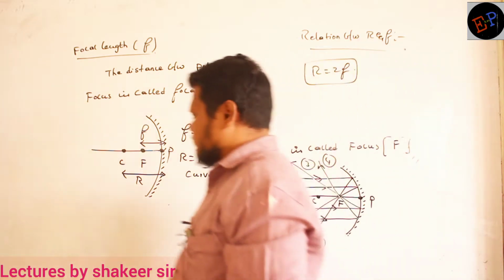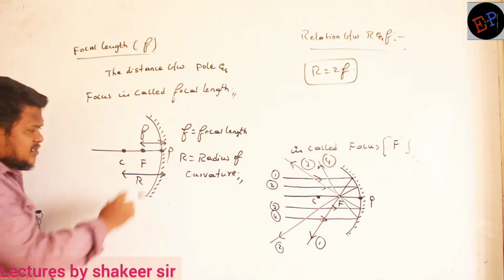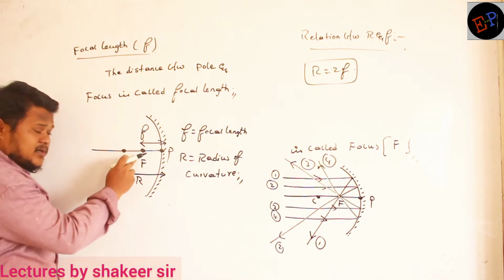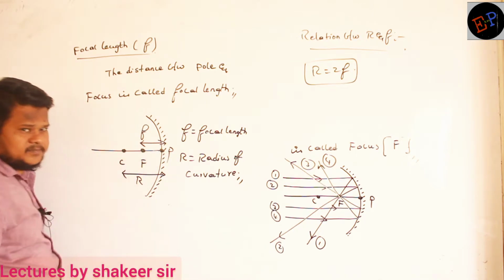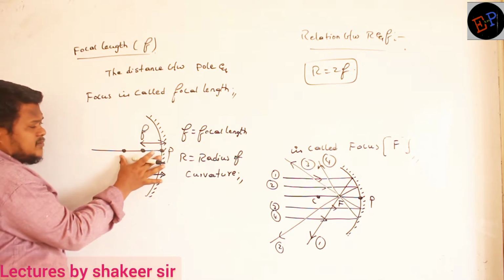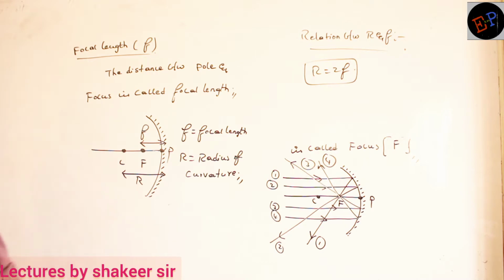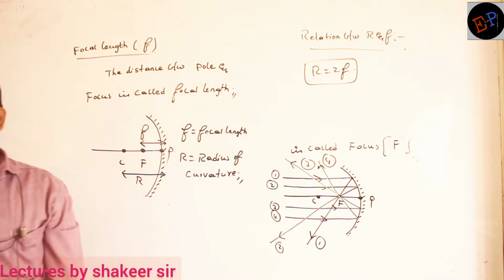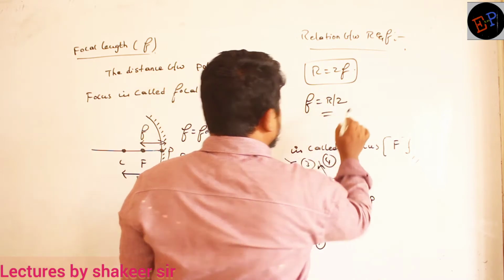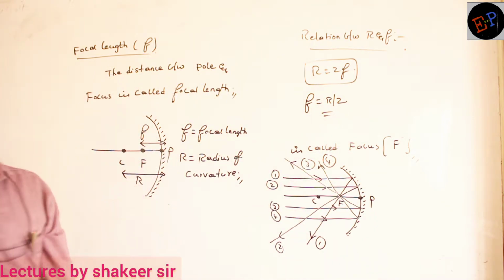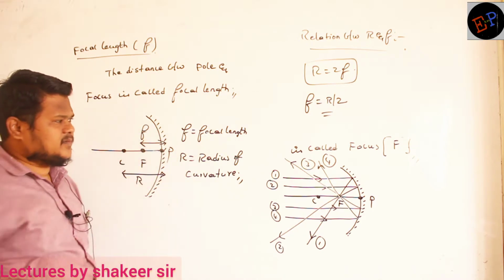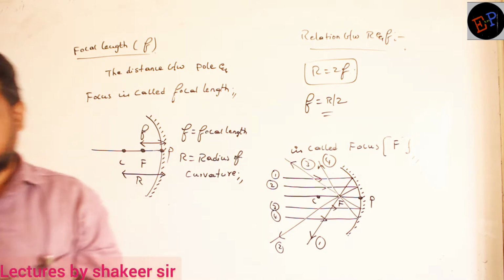Just remember this one. It means focal length is exactly where the focus is present. Focus is at the middle of the pole and the center of curvature, exactly at the middle. If this total distance is 30 centimeter, this will be 15 centimeter. That is the relation between R and f. Or you can just write f is equal to R by 2. So focal length is half of the radius of curvature. Able to understand? That's it. So remember up to here, then we will study in the next class.